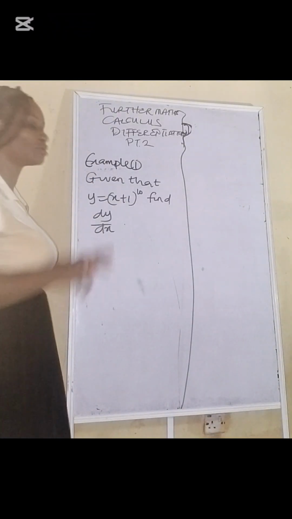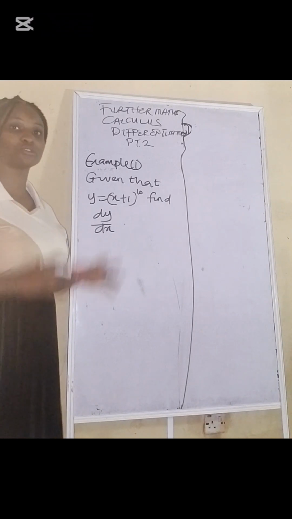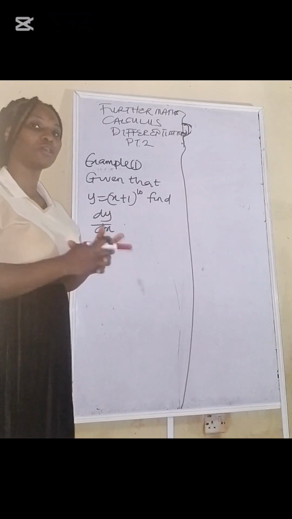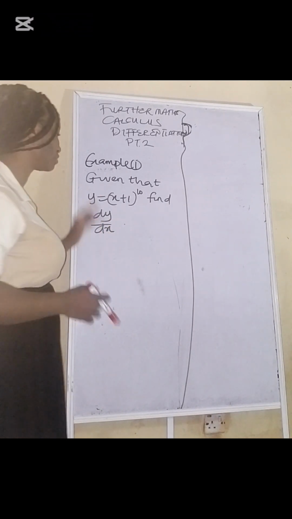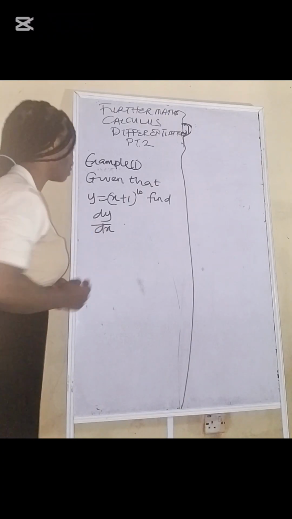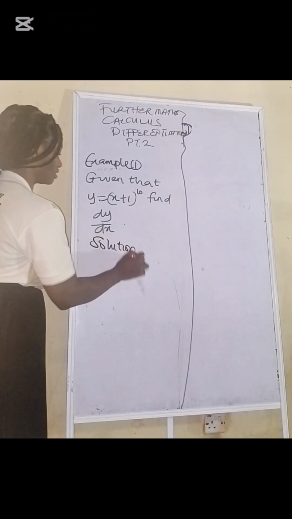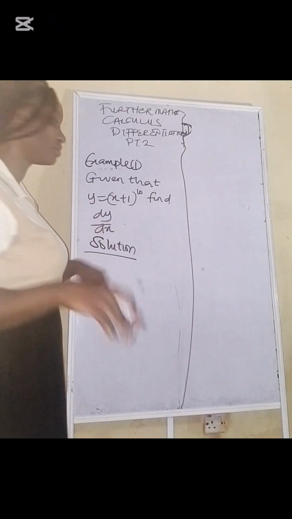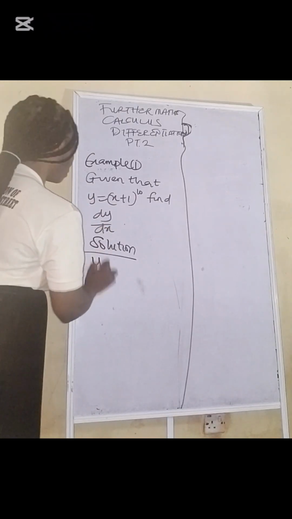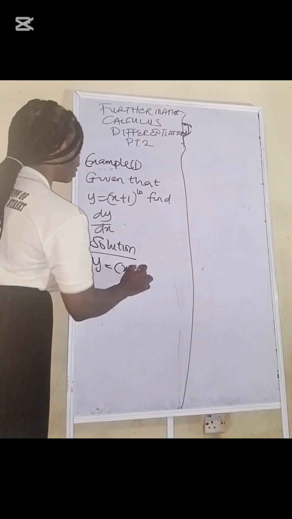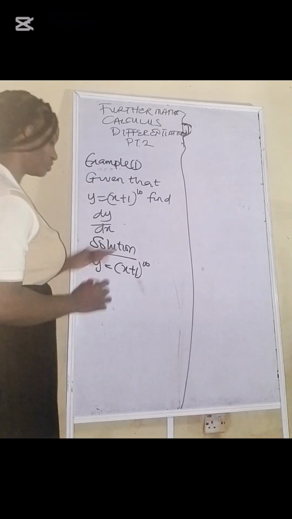Hello amazing people, let's quickly solve this simple question using the function of a function, or chain rule. You understand? Let's do this question now. This is very easy, extremely easy. Now y equals (x + 1) raised to power 10. This is not like the ones you've been doing, but it's very simple.